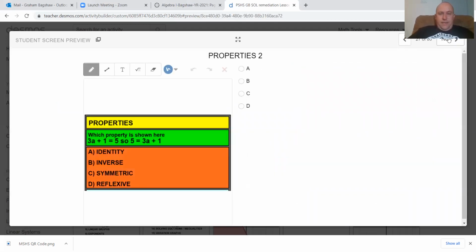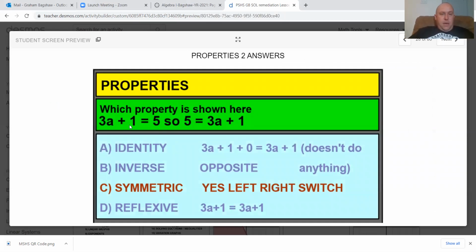Properties, let's just go straight to the answer for this one so we can see. So this one, notice that the left and the right switched over, which is actually your symmetric property. Identity is when you do something and nothing changes. So like if you add 0, that doesn't do anything. Or if you times by 1, that doesn't do anything either. Inverse is when you do the opposite. So if you see like 5x, which means times by 5, you divide by 5. And reflexive is when the left and the right-hand side are exactly equal to each other.